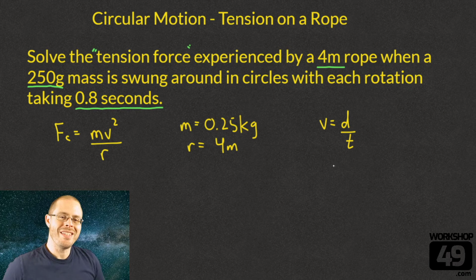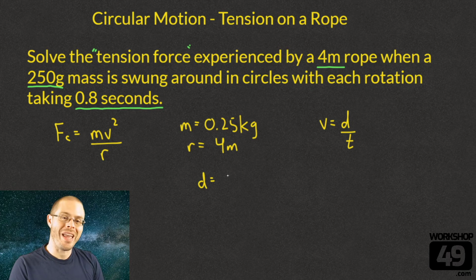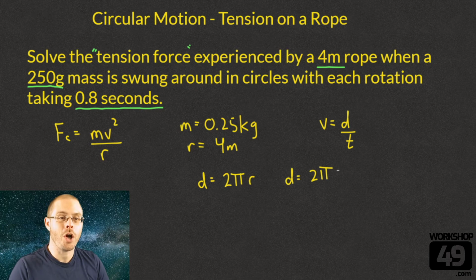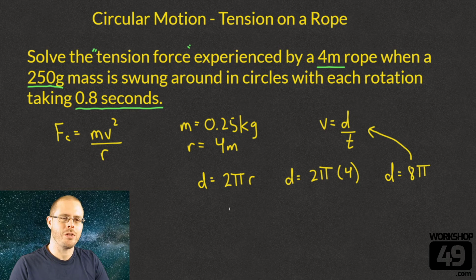We need to solve the distance that mass swung around. Well, since we're swinging it in circles, we're going to use the equation for the circumference of a circle, which is d equals 2 pi r. We fill in our radius that we know, so d equals 2 pi times 4. I'm just going to clean this up for now as 8 pi, and fill it in directly as 8 pi, just so that I'm not rounding it several times while I do the question.